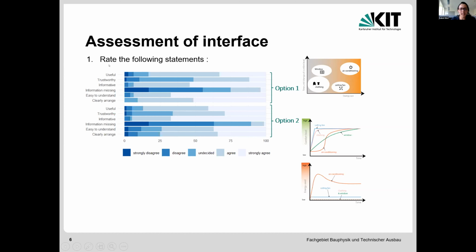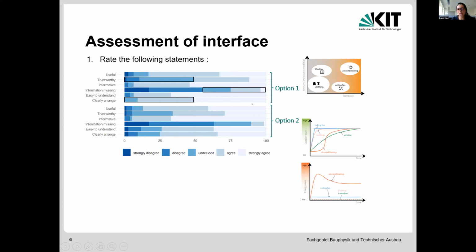Participants were asked to rate some statements on a 5-point rating scale that goes from strongly agree to strongly disagree. They were asked to what extent they found this visual interface useful, trustworthy, informative, if there was some information missing, if the graphic was easy to understand, and if the graphic was clearly arranged. We can see here the responses for option number 1 and option number 2.